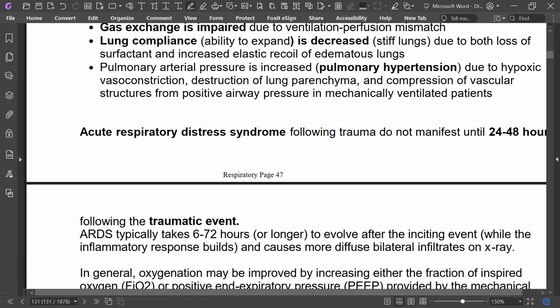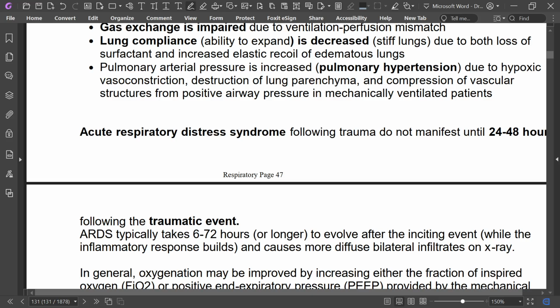So in ARDS, the result would be impaired gas exchange. Why is there impaired gas exchange? Leakage of fibroproteinaceous fluid enters the alveolar space, leading to hypoxemia due to profound VQ mismatch from intrapulmonary shunting. There is decreased lung compliance, that means decreased ability to expand the lung due to loss of surfactant.